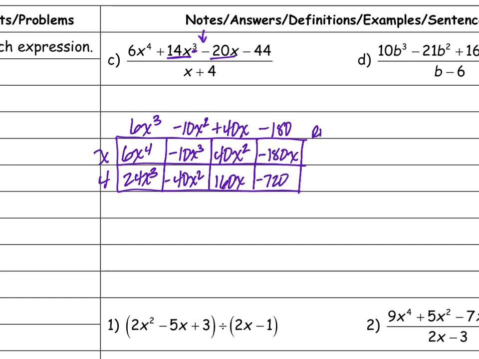And my remainder is going to be 676. I'm trusting you, Skips, that you got that right. So my answer is going to be 6x cubed minus 10x squared plus 40x minus 180 plus 676 divided by x plus 4. Whew.